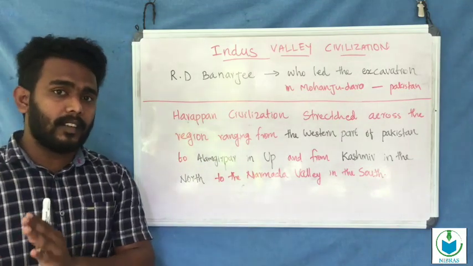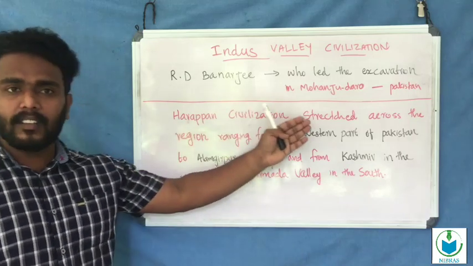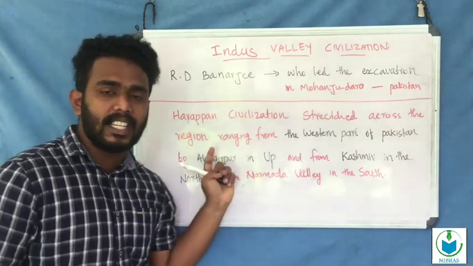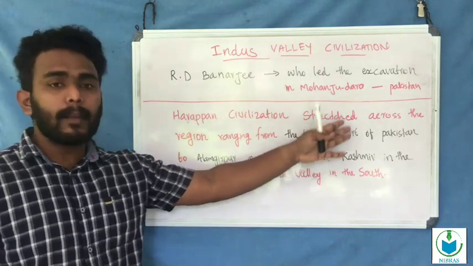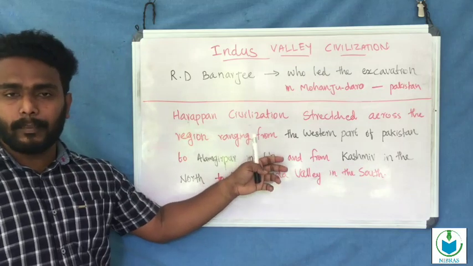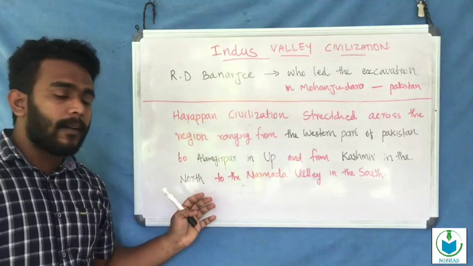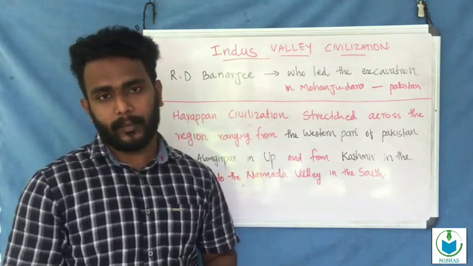We know that the Indus Valley civilization is also known as the Harappan civilization. The Harappan civilization stretched across the region ranging from the western part of Pakistan to Alamgirpur in Uttar Pradesh, and also from Kashmir in the north to the Narmada Valley in the south.